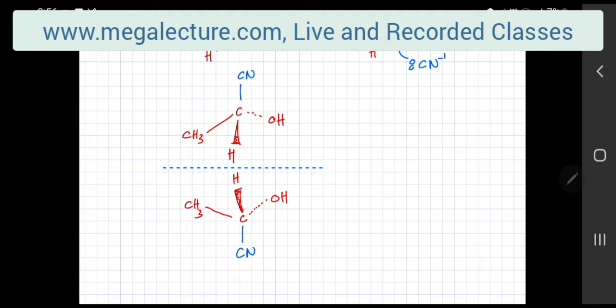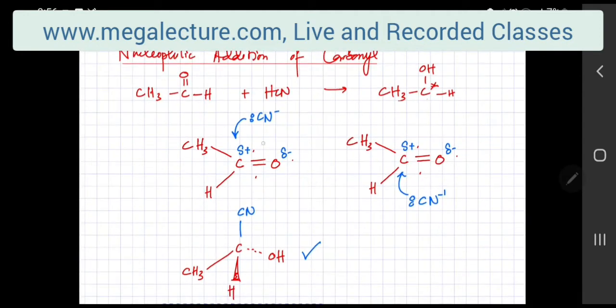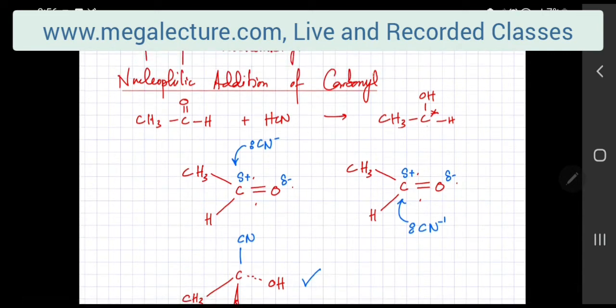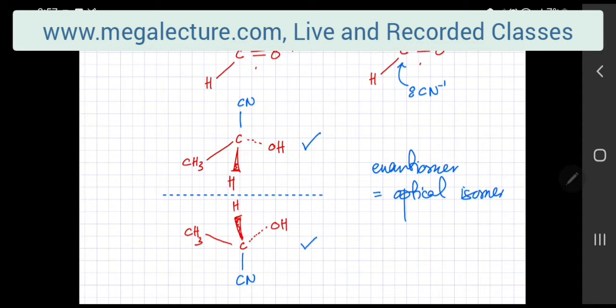And the probability of getting both molecules is an equal chance. Why? Because there's an equal probability of the CN attacking from the top, forming one of the stereoisomers, or the CN attacking from the bottom and forming the other stereoisomer. So just as an example, in the nucleophilic addition of carbonyl compounds, both types of chiral products are possible. Both types of enantiomers are actually possible. And remember, enantiomer is just a fancy word for optical isomers. So from now on, whenever you use the word enantiomer, that just means an optical isomer. That just means the molecule has a chiral carbon atom and it's forming two non-superimposable mirror images.